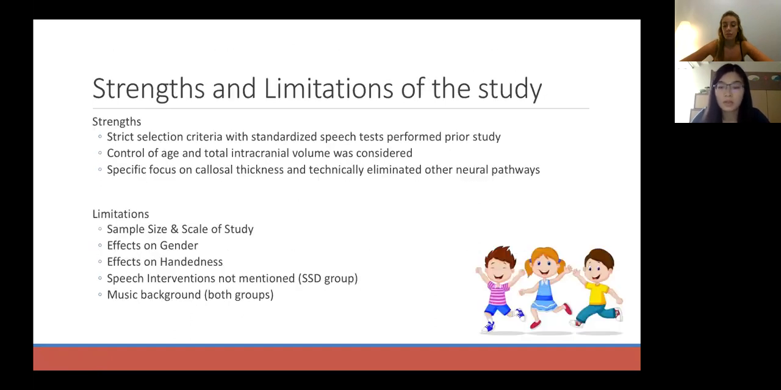In terms of the limitations, there were only 18 people in each group, so it was a small-scale study with a small sample size.